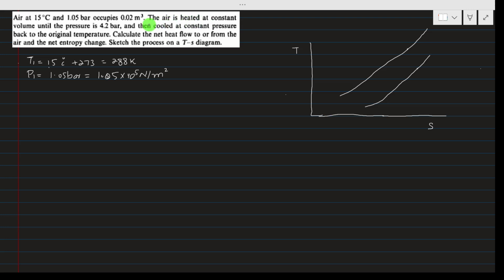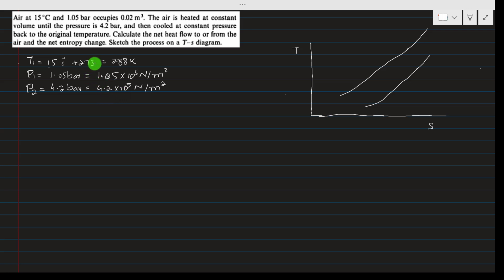Air is heated at a constant volume until the pressure reaches P2. The air is heated at a constant volume such that its pressure reaches 4.2 bar. If you want to convert that into Newton per meter square, that's very simple. Just multiply with 10 power 5.